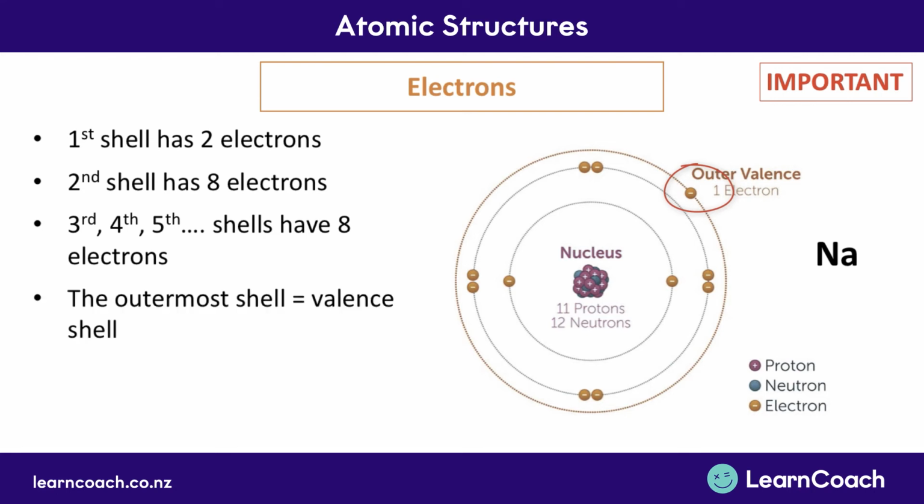And there's a special name for the outermost shell of electrons. This shell is called the valence shell. And any of the electrons that sit in that outer valence shell are called valence electrons.